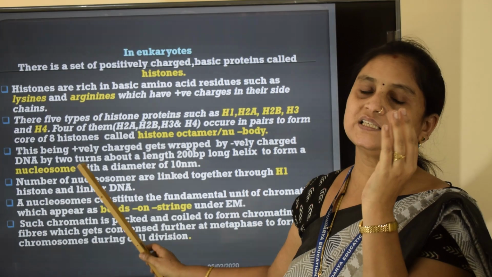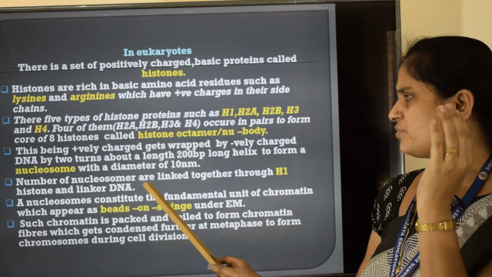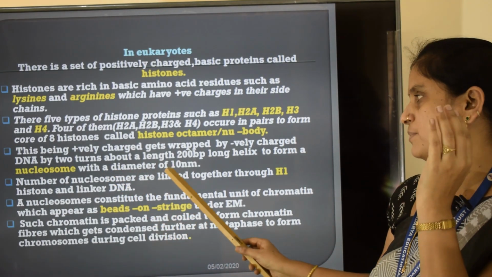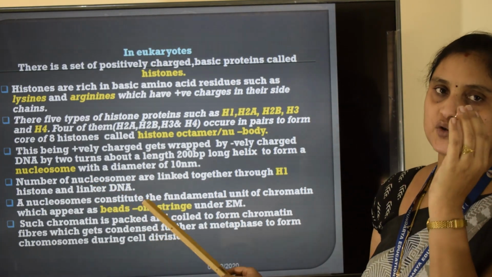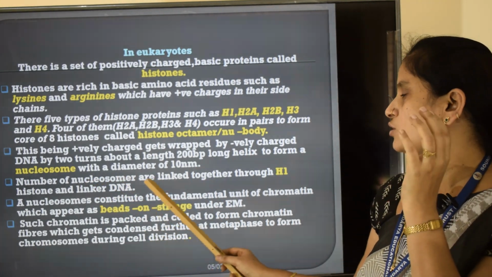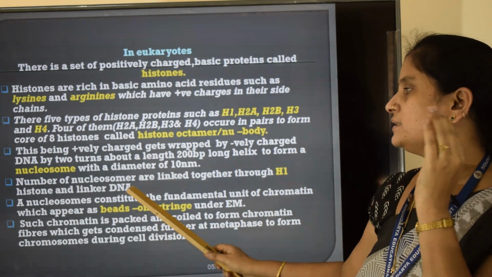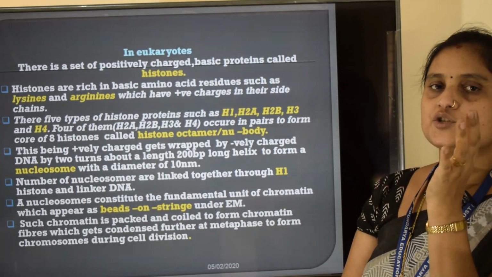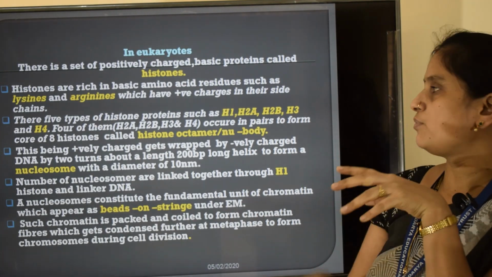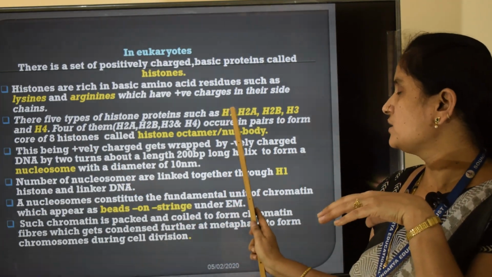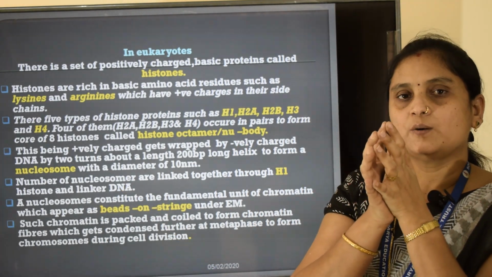So nucleosome is the fundamental or repeating unit of chromatin or chromosomes. Each nucleosome will have a diameter of about 10 nanometer. Several nucleosomes get formed, and those nucleosomes are linked together with the help of linker DNA, and each nucleosome is held together with the help of the histone octamer. That is with the help of H1 histone.